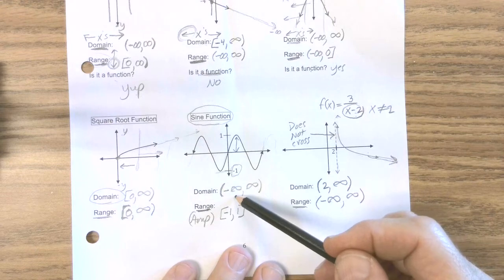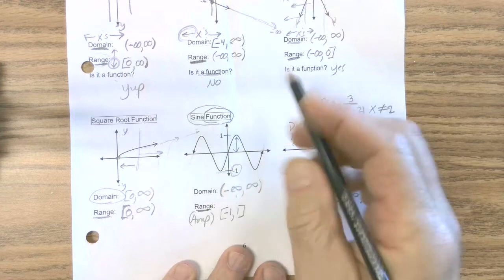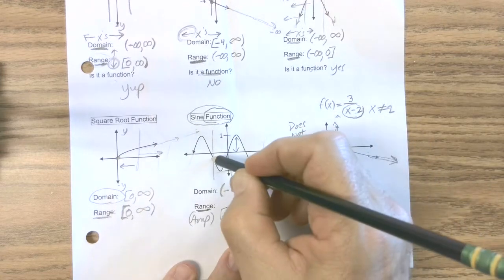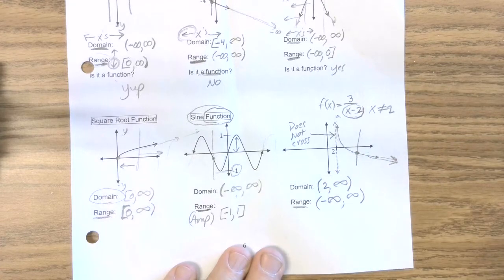Now, let's go back to this one. I'll throw this in for free. If they asked us if this is a function, we'd go, well, yeah, it's in the name, but let's test it. See, it touches it in one place. How about this one? One place. So we'd say yes. That's it, guys.